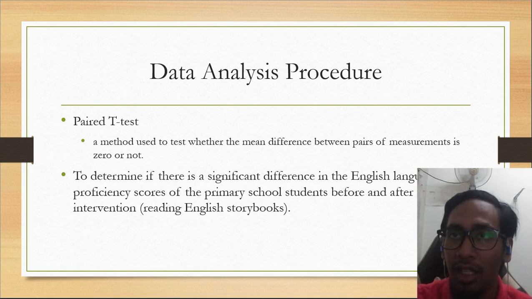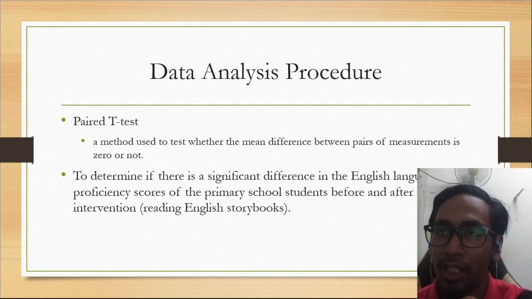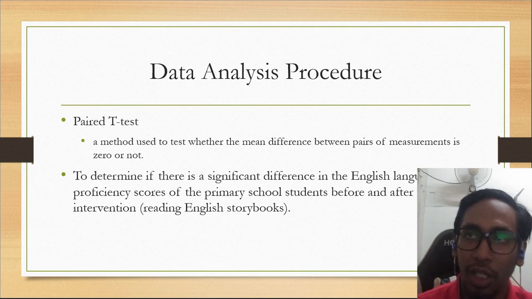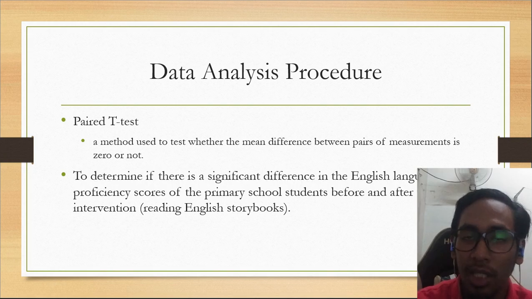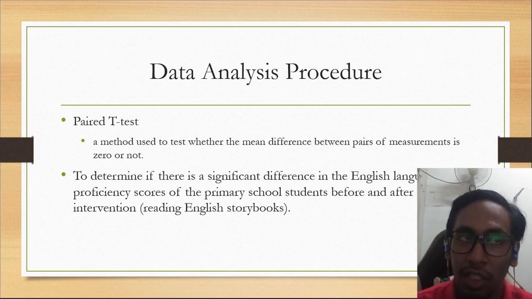Next, moving on to the data analysis procedure. To analyze the necessary data, I will use the following method, which is the paired t-test. It is a method used to test whether the mean difference between pairs of measurements is zero or not. It is widely used to determine if there is any significant difference in the English language proficiency scores of the primary school students before and after the intervention, which is reading English storybooks.